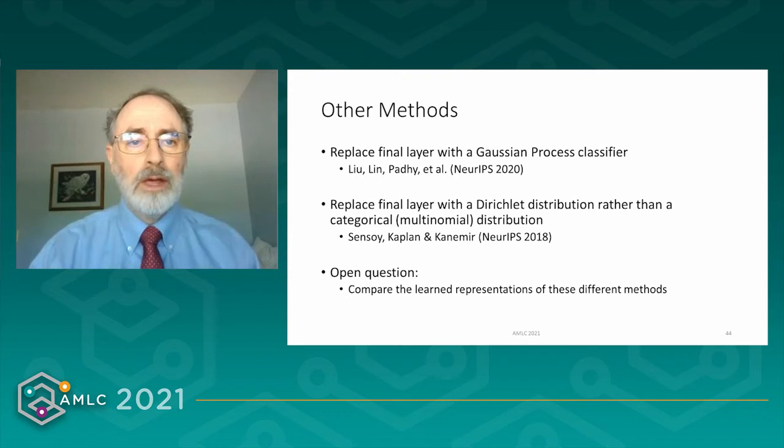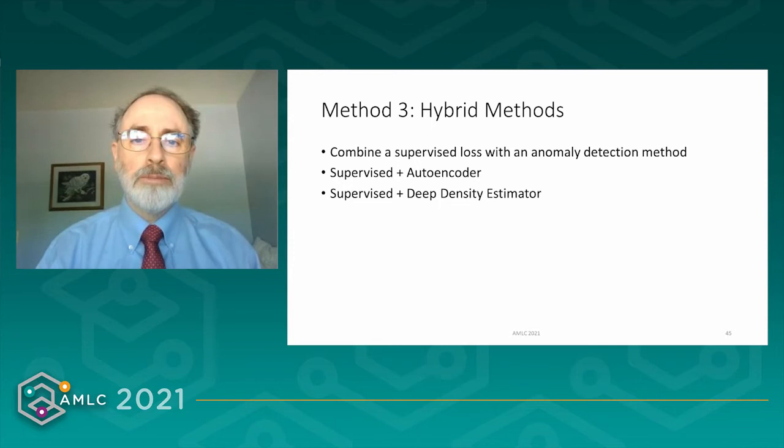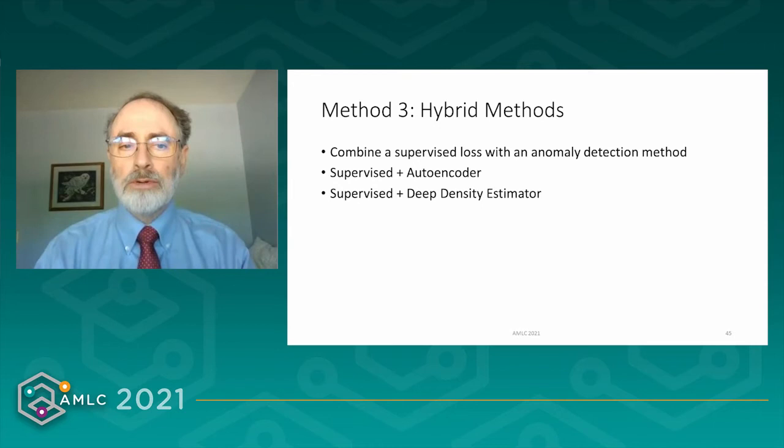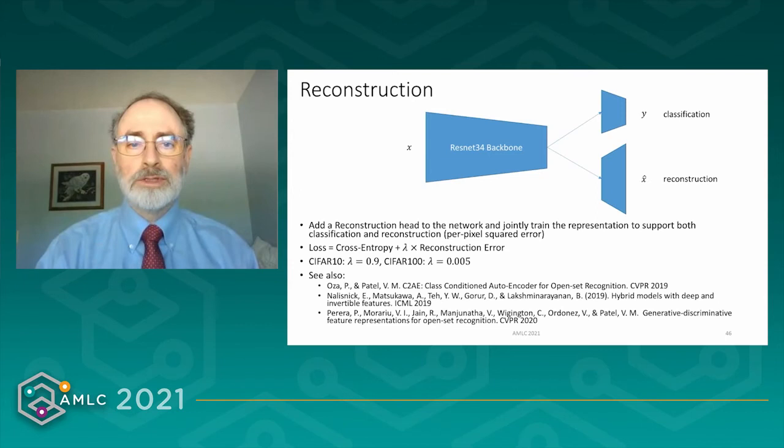The third method that's been approached in the deep learning community is hybrid methods. So the idea was to combine a supervised loss with an anomaly detection method, either supervised plus an autoencoder or supervised plus a deep density estimator. And so you have something that looks like this, where you have a ResNet-34 backbone, then the standard softmax classification head, but also a decoder to a reconstruction head. And then you somehow balance the losses of these two errors with some magic parameter lambda, and then see how well this works. And there are similar ideas that have been implemented by other teams.